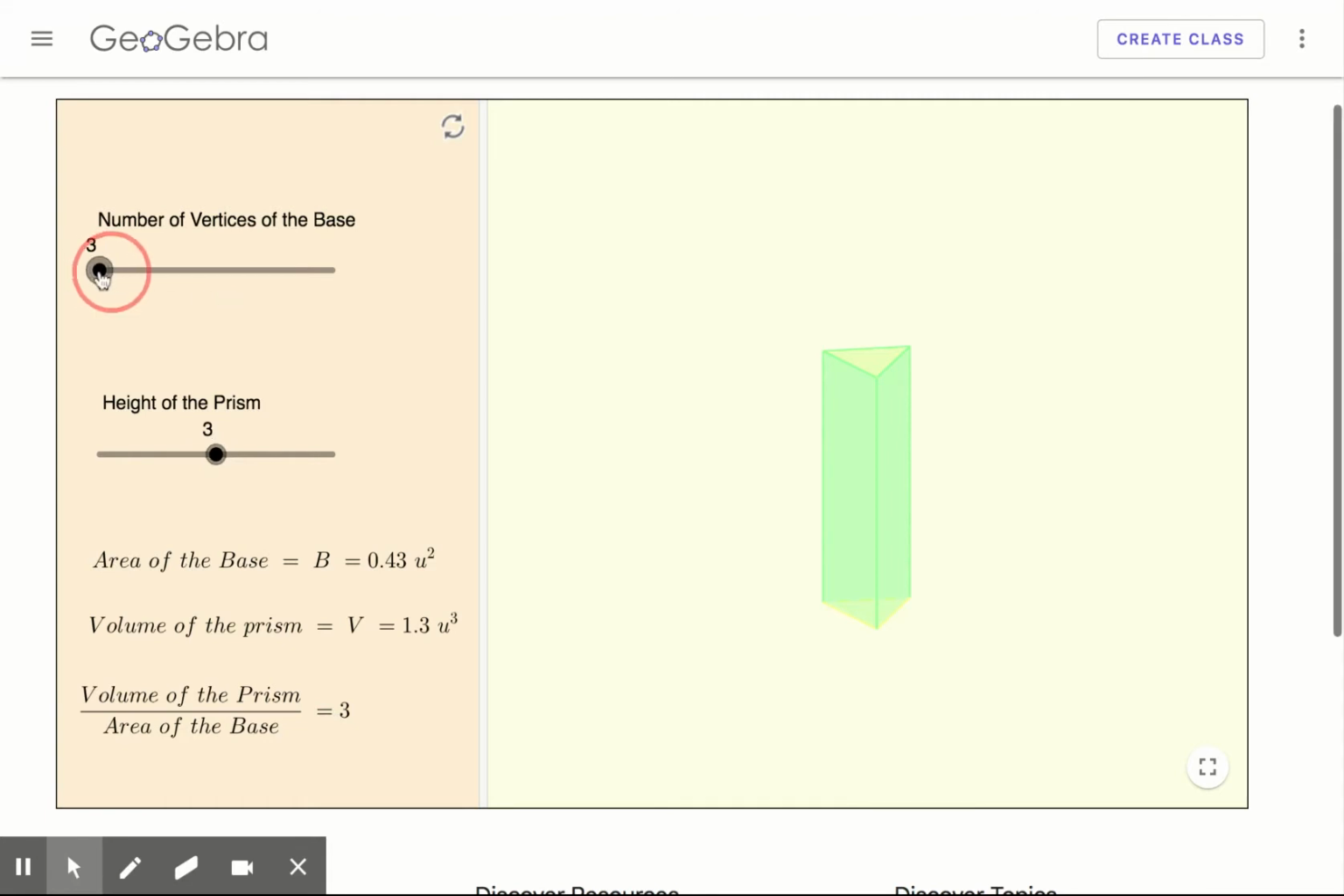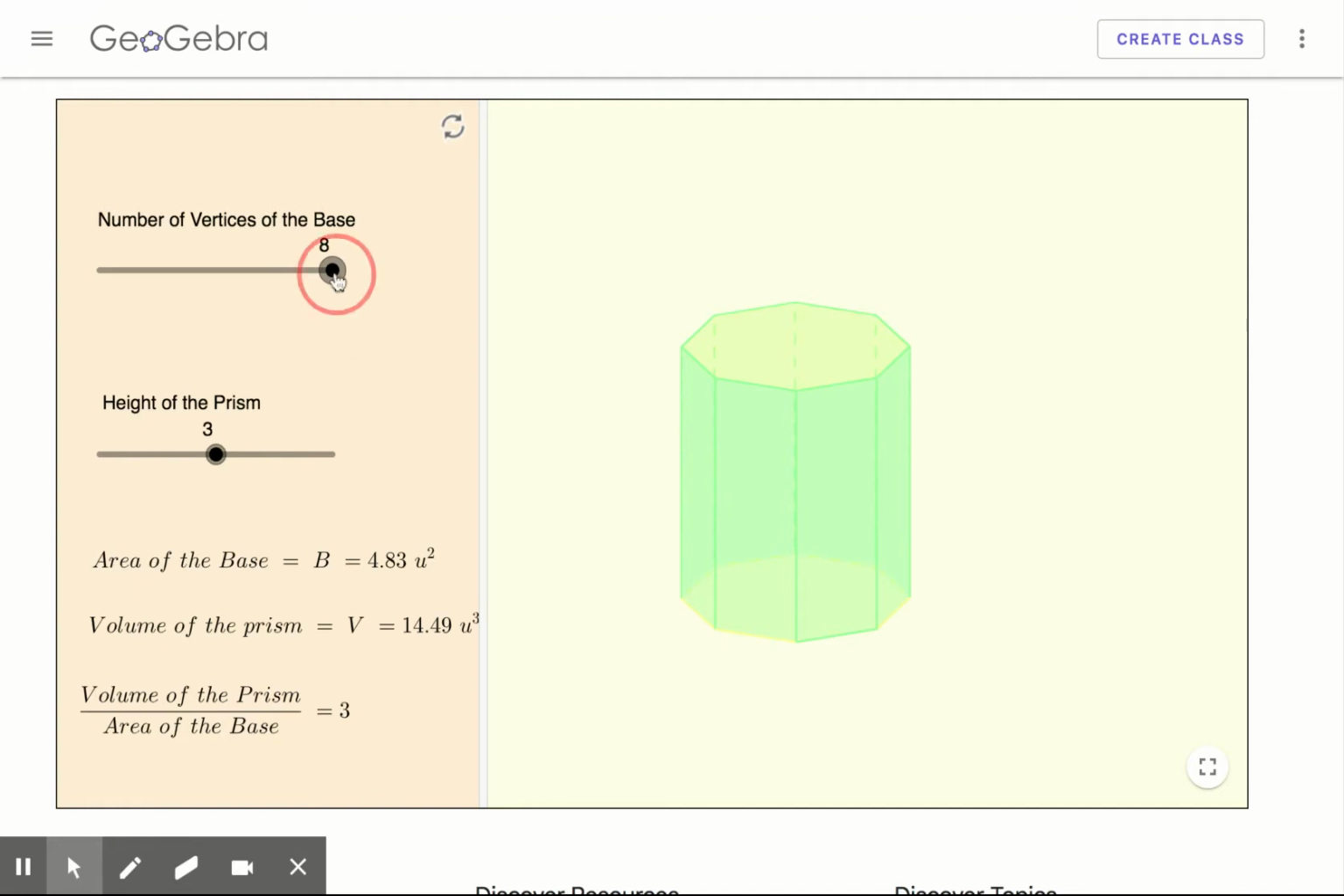If I take this and create a pentagonal prism, even though the area of the base and the volume have changed, when you divide them, you still get 3, which is your height. I can do that with a hexagon, heptagon, octagon, no matter what, it'll always be proportional and the height will not change. That is why I like this visual, because it shows how the relationship between the base and the height create the volume formula for a prism.